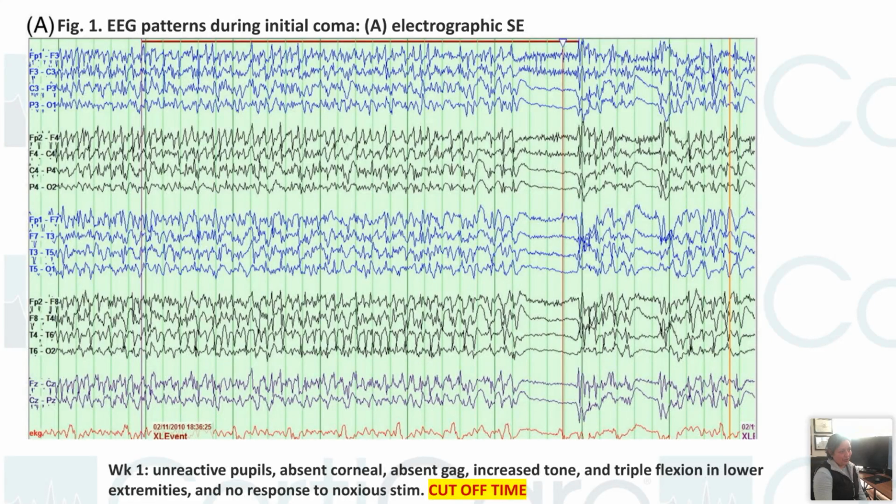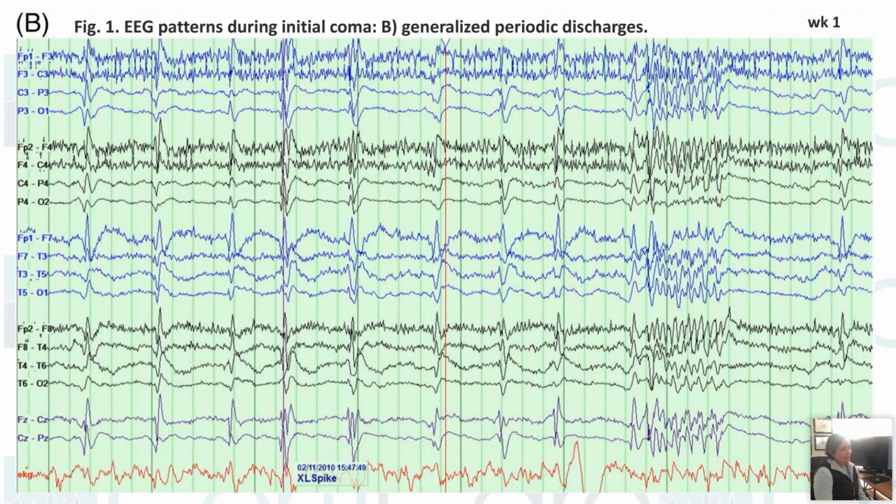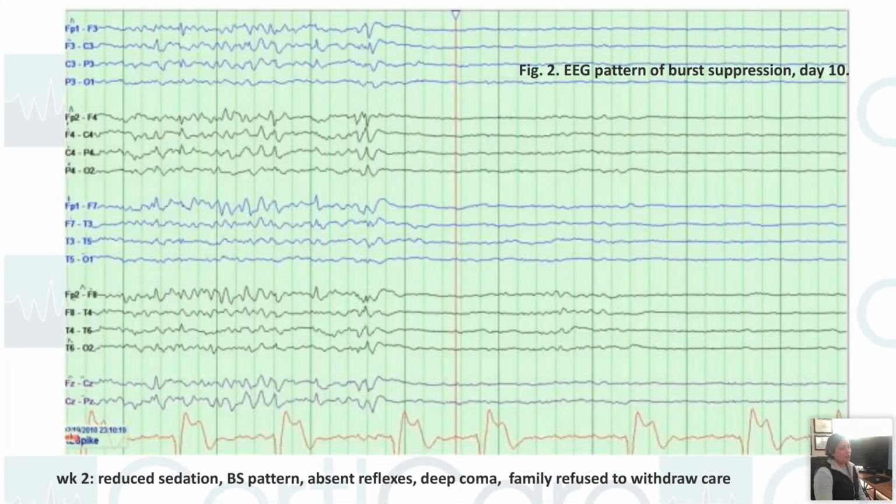The day of cardiac arrest, when the patient was basically in status epilepticus. This is week 1. Here are highly epileptiform bursts. There are myoclonuses going on. And here it is week 2, the sedation is reduced. Now you're seeing more and more discontinuity. Sharply contoured mixed frequencies and poorly formed discharges are still present. Patient is still in deep coma, no reflexes, and that's where the family is refusing to withdraw care.